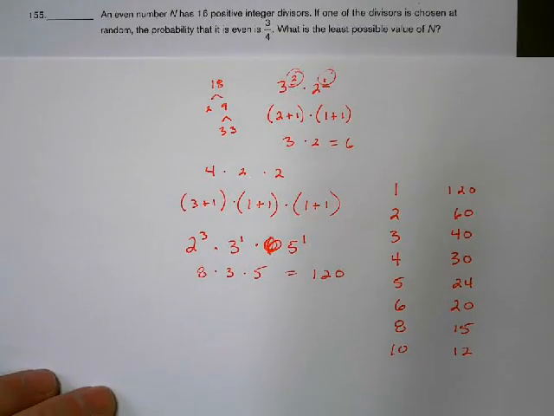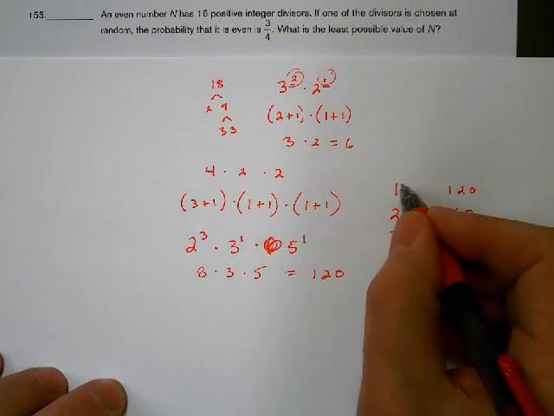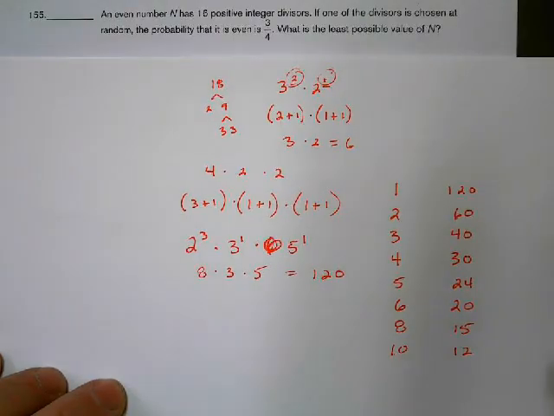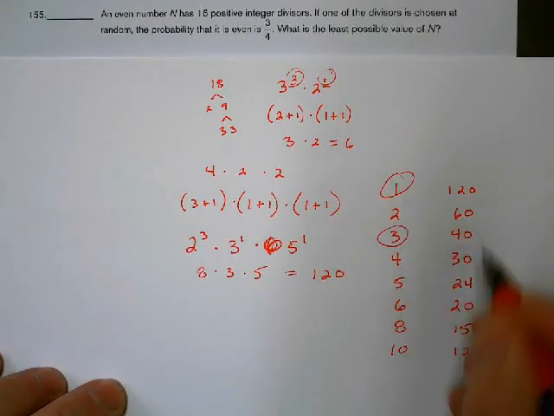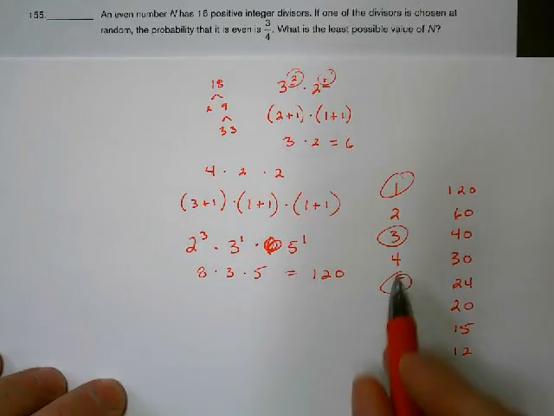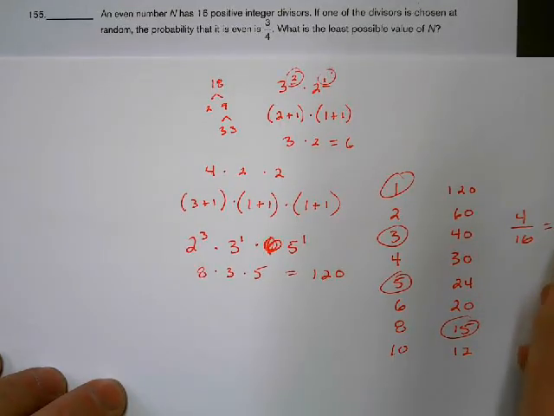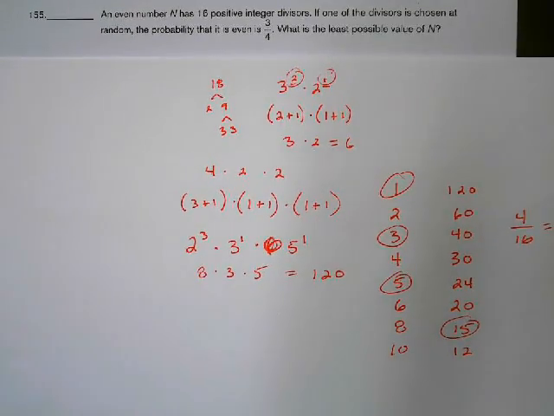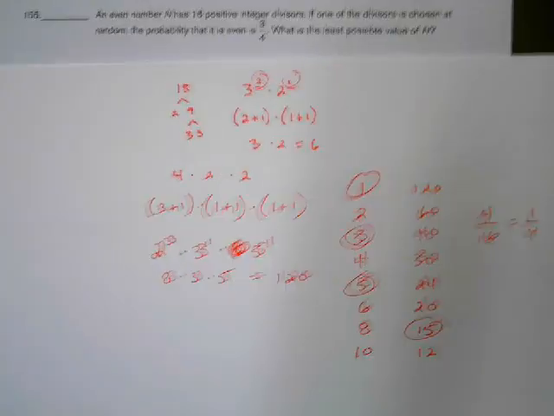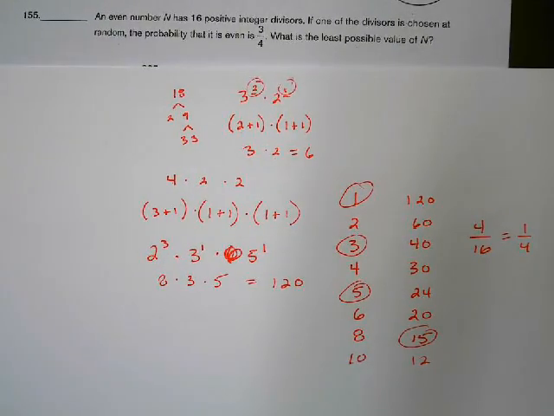Okay, now I want to test this out to see if 3/4 of my divisors are even. Let's just look at the odd numbers. 1, 3, 5, 15. 4 out of 16 are odd. That is 1/4, which means 3/4 of our numbers are even numbers. So I found my number. My number is 120.